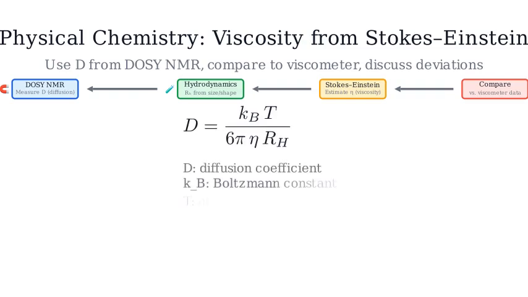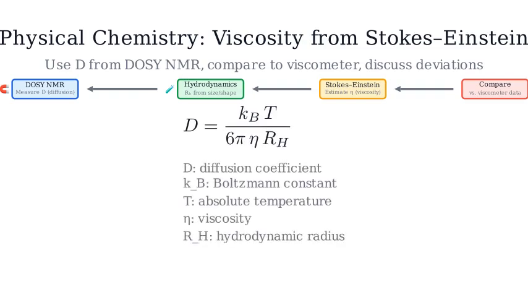The Stokes-Einstein relation links diffusion and viscosity. It reads, D equals k_B times T divided by 6 pi times eta times r_h. Here, D is the diffusion coefficient, k_B is the Boltzmann constant, T is absolute temperature, eta is viscosity, and r_h is the hydrodynamic radius that captures size, shape, and boundary condition effects.